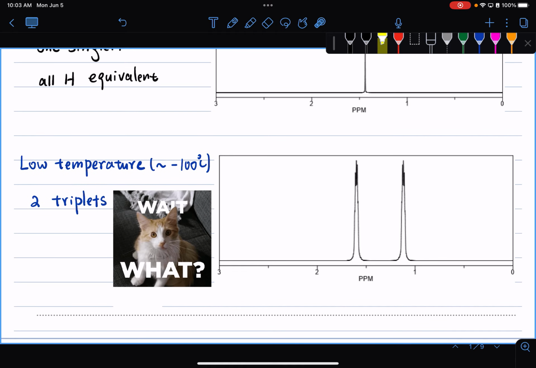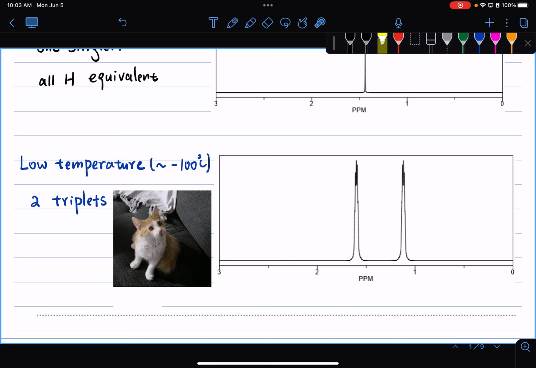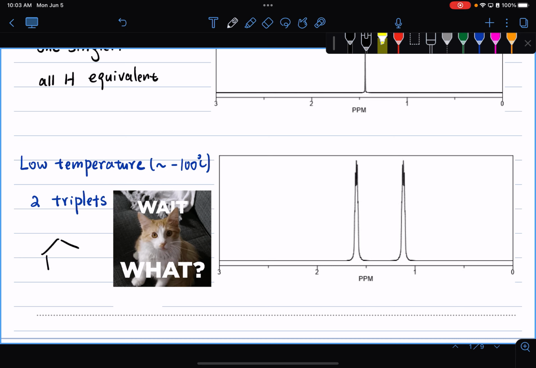At low temperature, around negative 100 degrees, the proton NMR of cyclohexane shows up as two different peaks. Each peak is a triplet, but the cyclohexane shows up as a different molecule. It has a different proton NMR. What is this proton NMR telling us? We have two peaks in cyclohexane, and it's a six-membered ring.